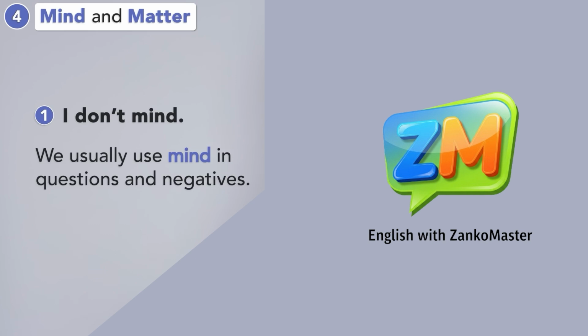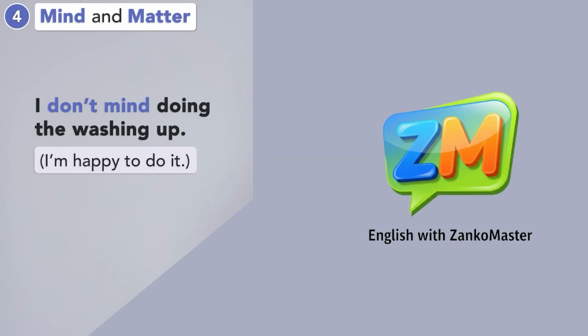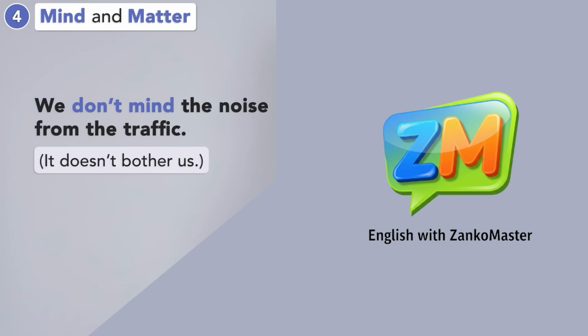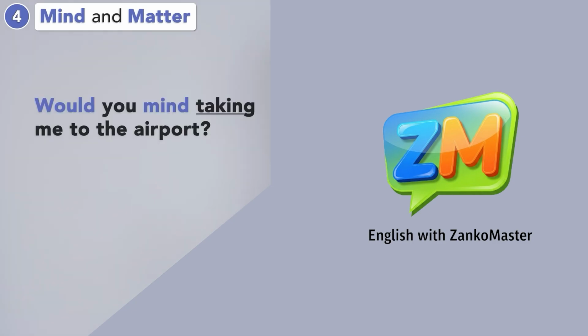So we usually use mind in questions and negatives. I don't mind means it's not a problem for me. For example, I don't mind doing the washing up. I'm happy to do it. Or, we don't mind the noise from the traffic. It doesn't bother us. And in the question form, it can be used to make a polite request. Would you mind taking me to the airport? Notice how we can use a noun or the ing verb after mind.